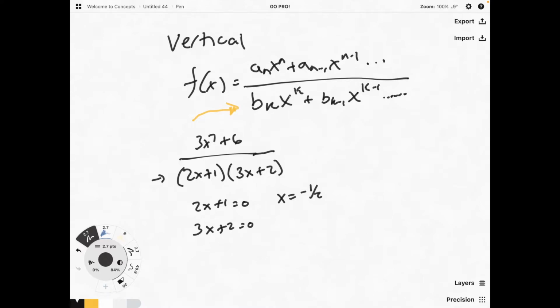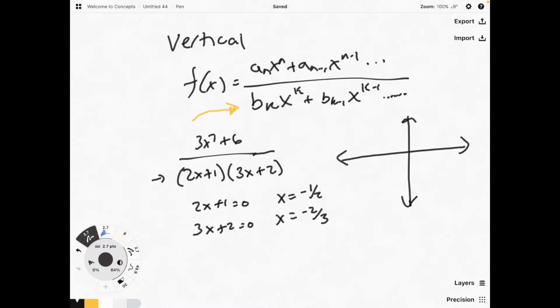Similarly on the second asymptote, you solve for x, so you move the 2 to the right-hand side, divide by 3, and we get negative 2 divided by 3. And these are our two asymptotes. If you were to graph this out, this is what x would equal.